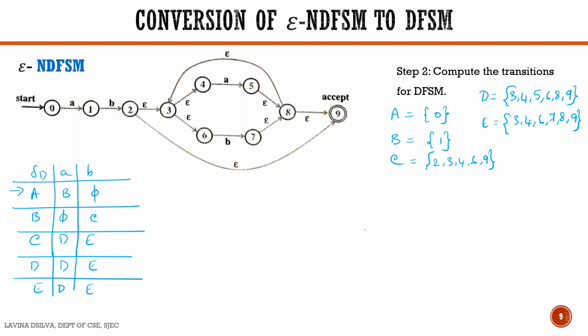And how do we find the final state? We can see that 9 is the final state in the epsilon NFSM. So wherever 9 is present, all these states will be considered as final states. So C, D and E are considered as final states.